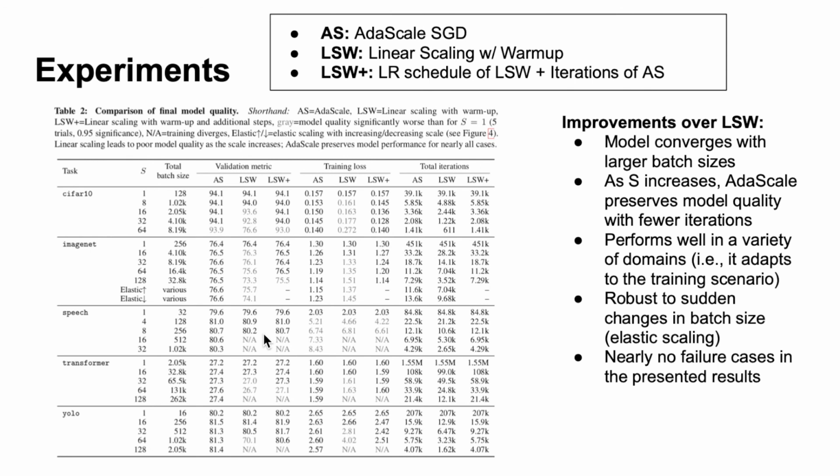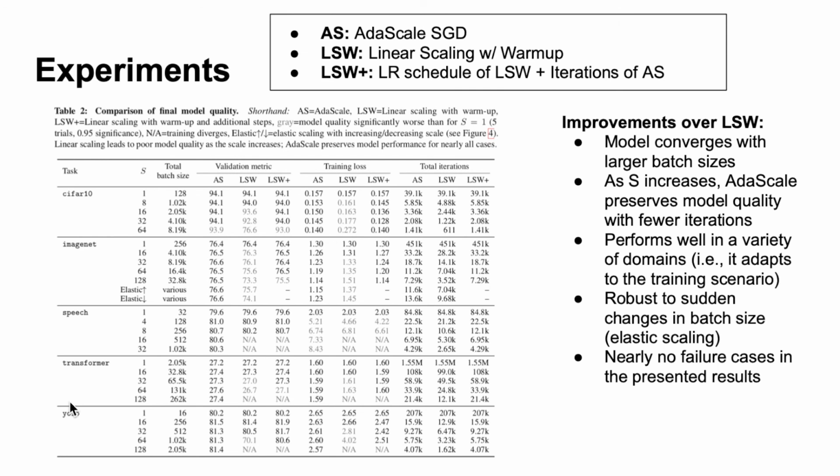Interestingly, as S increases, or our batch size increases, AdaScaleSGD preserves the model quality really well in comparison to the linear scaling rule, which is what we wanted when performing this in the first place. And additionally, it performs well in a variety of domains. So as you see here, they test this across CIFAR10, which is an image data set, ImageNet, which is a larger data set, speech, transformers, and even a YOLO object detector. So in all of these cases, we don't really see any divergence when we scale AdaScaleSGD up to very large batches, which is very good.